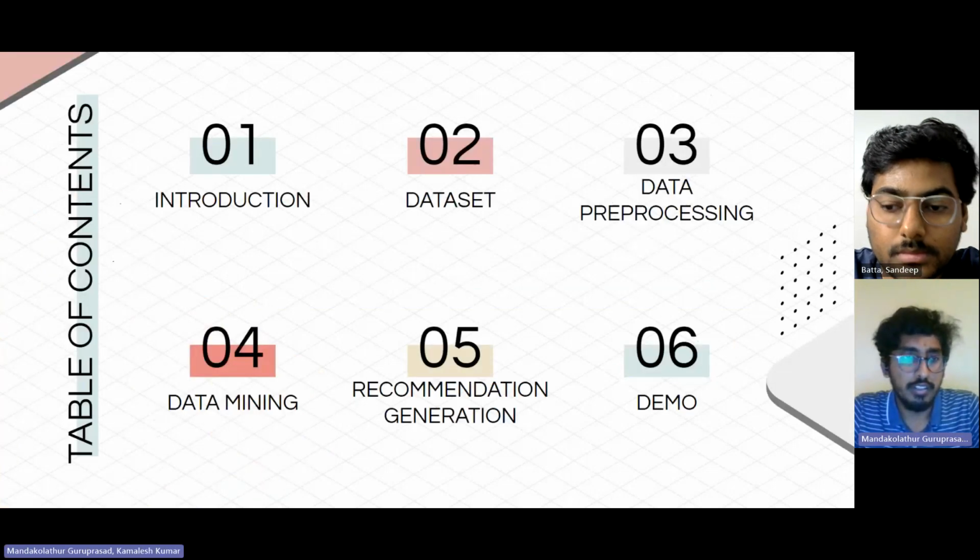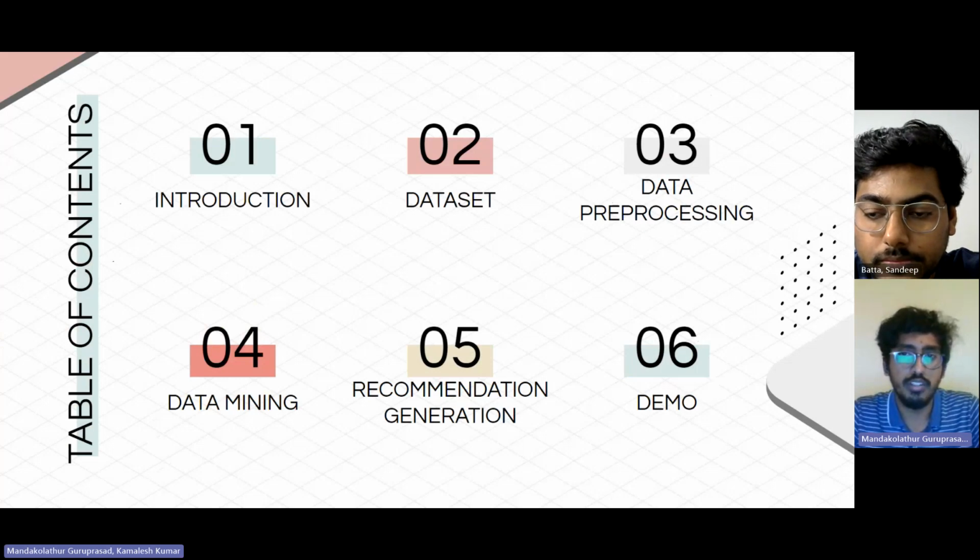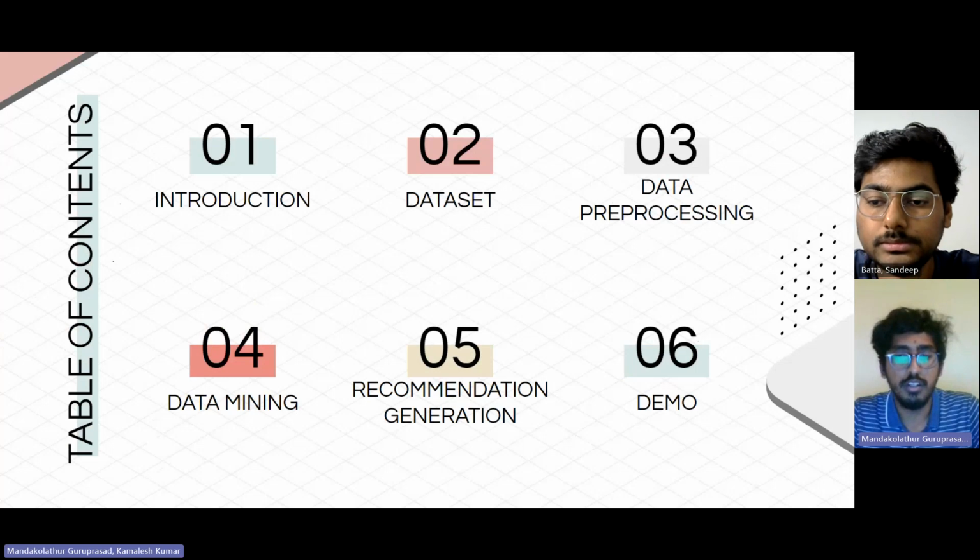So we have just highlighted the contents which we are going to discuss in this presentation. We'll start with an introduction to our project and then we'll explain about the data set and the pre-processing steps. And in the data mining part, we'll talk about the association rule mining and the a priori algorithm we used. And then we also talk about the recommendation generation step. And at the end, we'll show a small demo of our work.